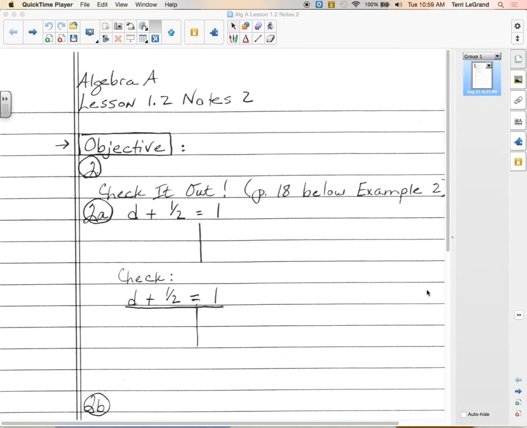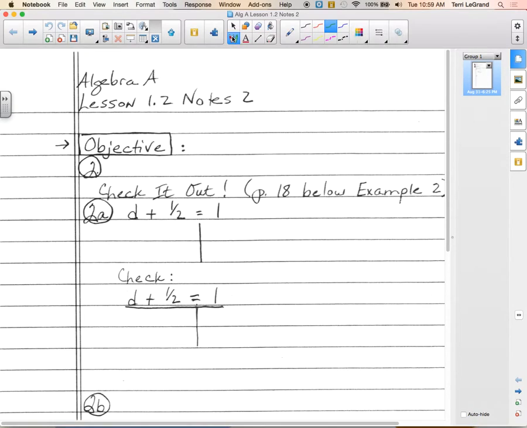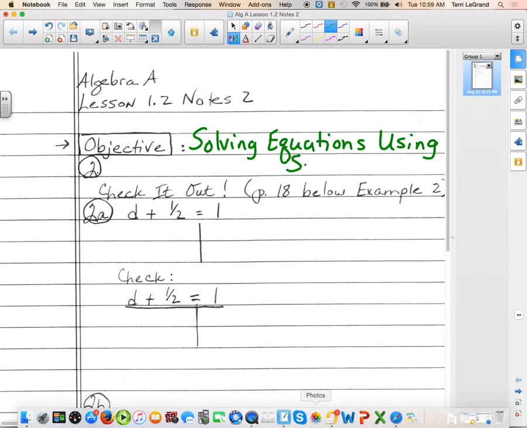We're on the top of page 18. Our objectives are always written in blue lettering beside the example problem. So example 2, what's our objective today, Noah? Solving equations using subtraction. Okay, solving equations using subtraction.